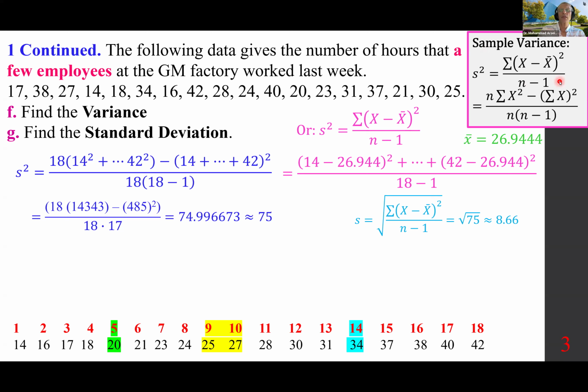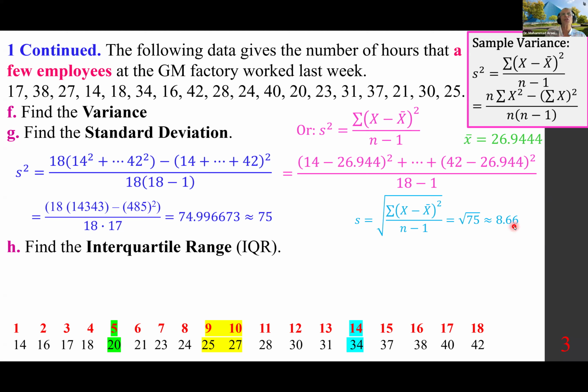Now, the standard deviation is just the same thing, take a root. So this part is very easy. And this one, I'm showing you a different method to come up with 75. So standard deviation, simply take a root of that. So you show work for S squared, and then S is easy.